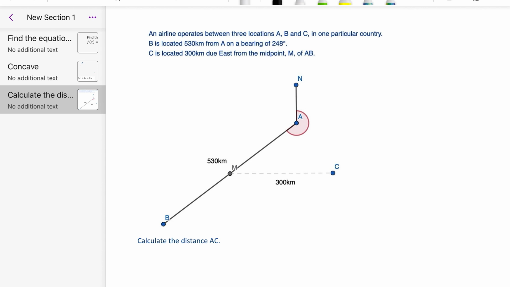So an airline operates between three locations, A, B, and C. And B is located 530 kilometers, as we can see on the sketch, from A on a bearing of 248 degrees. I'll write this down. C is located 300 kilometers due east from the midpoint M of AB. And we have this information as well, 300 kilometers. And we need to calculate the distance AC.